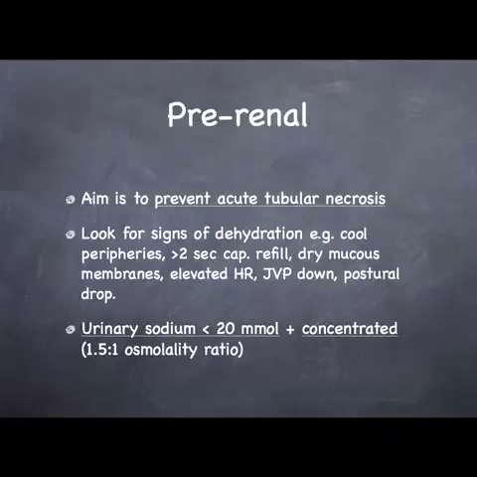So cool peripheries, a prolonged capillary refill, dry mucous membranes, elevated heart rate, JVP that's down, and perhaps a postural blood pressure drop. Pre-renal renal failure is also associated with a urinary sodium less than 20 millimoles and a concentrated urine relative to the plasma osmolality. Typical ratio would be 1.5 to 1.